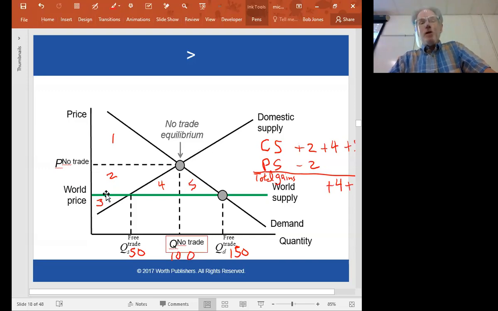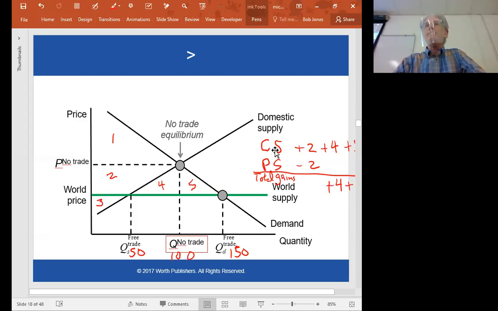When we open the market to trade with other countries and the price goes down, producer surplus drops to just 3. So when the producers say this is going to hurt us, they are not lying. They correctly perceive they are going to be hurt by this trade, by additional competition from foreign producers. And the producers are going to lose area 2 because their producer surplus was 2 plus 3. Now it is reduced to 3.